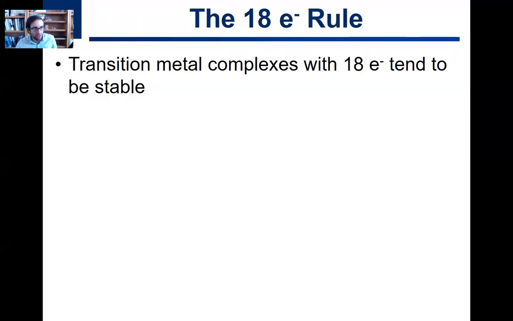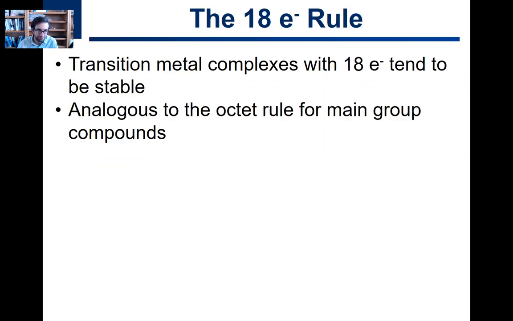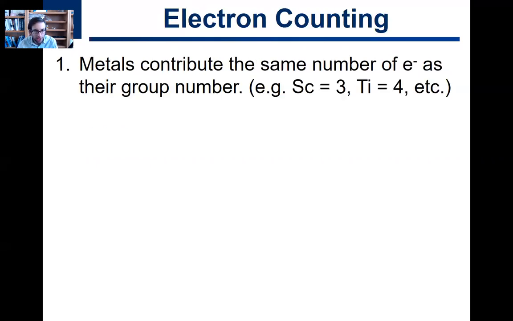All right, so now we get to talk about the 18 electron rule. And the idea here is very simple. This rule just states that transition metal complexes with 18 electrons tend to be the most stable ones. And so this is directly analogous to the octet rule for main group compounds, which we all are familiar with.